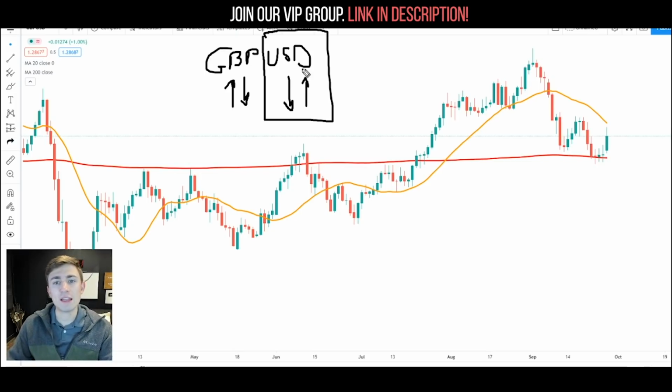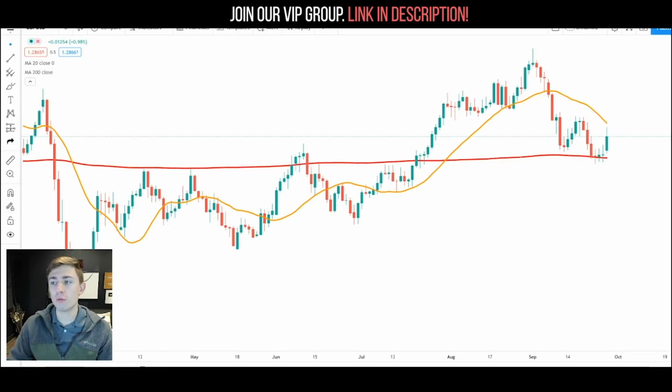So with that said, that has been a very bearish case for the US dollar in the last several months. A lot of people have been very bearish, thinking that, okay, they're printing so much money, and what happens when you print a lot of money? Well, it devalues the currency, right?